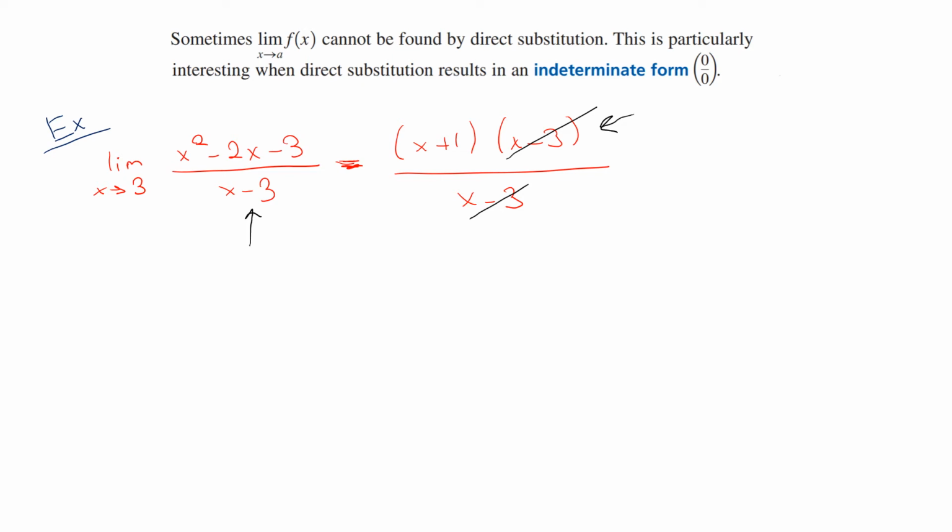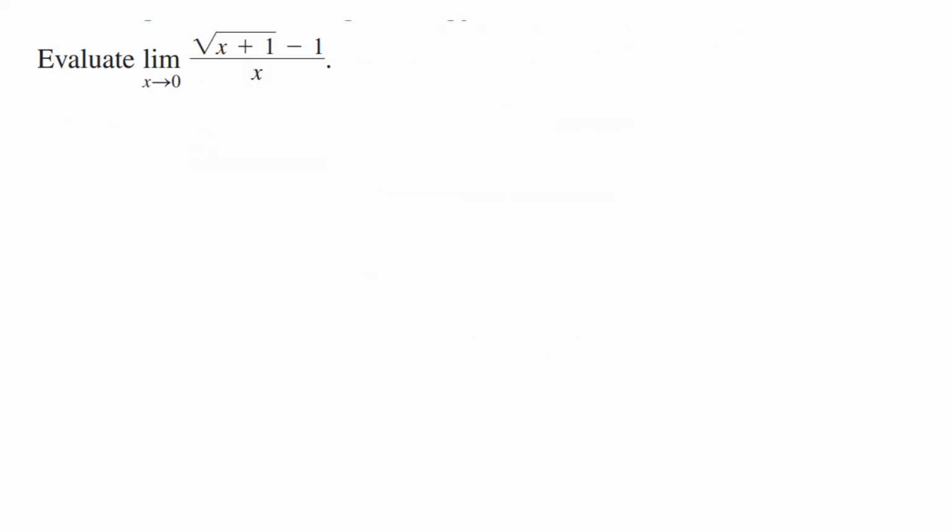Don't forget there's also a limit over here, so limit as x approaches 3. What I'm left with is the limit as x approaches 3 of x plus 1. Now if I plug in 3, I'm going to get 3 plus 1, which is 4. And now I got rid of that indeterminate form. So let's try to solve this problem and see if the indeterminate form plays out.